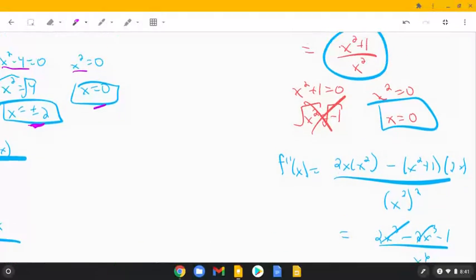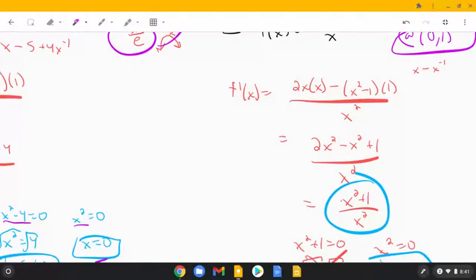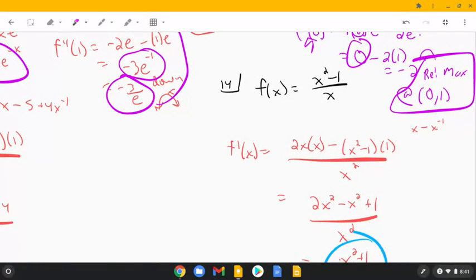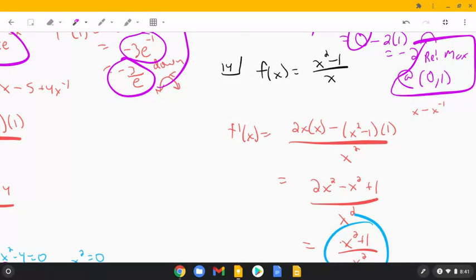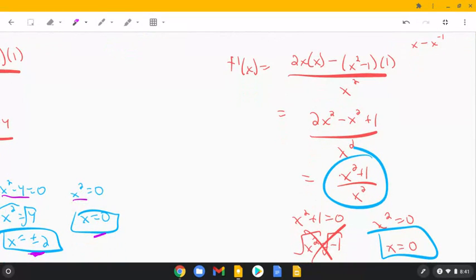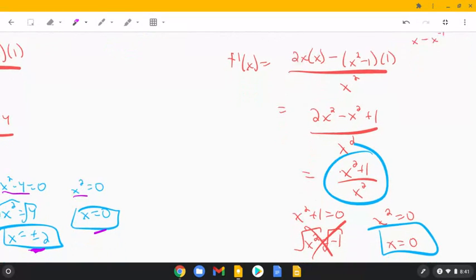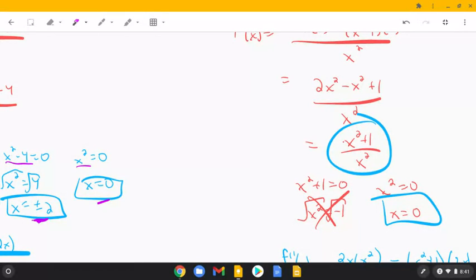And our last one is pretty similar. We'll start by just taking the derivative using the quotient rule. We get 2x times x minus x squared minus 1 times 1. Reduce that down to x squared plus 1 over x squared. When we set the top and the bottom equal to 0, setting the top equal to 0, you get imaginary numbers because you get the square root of negative 1. So we throw those out. We get x equals 0 for the bottom.